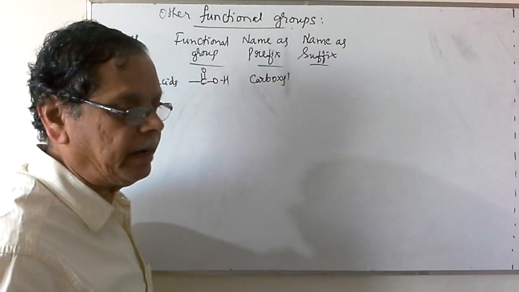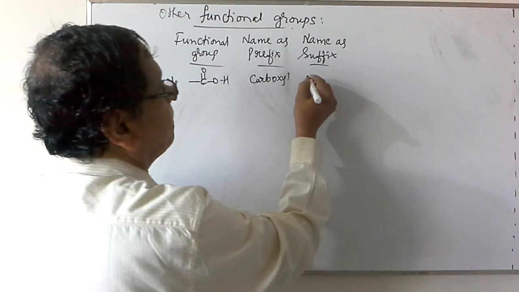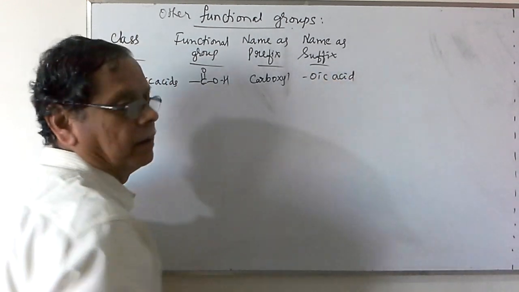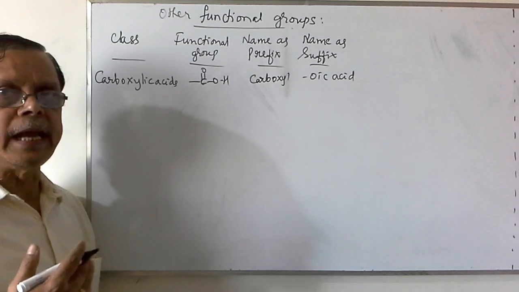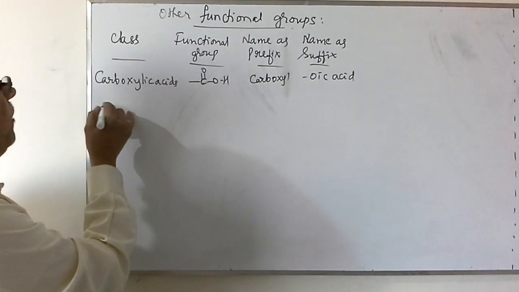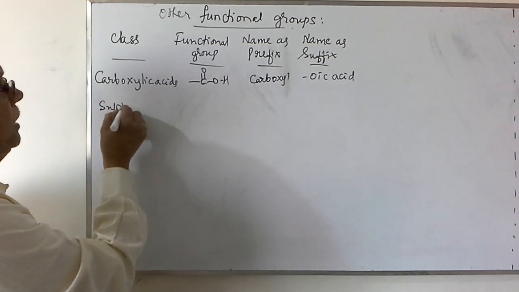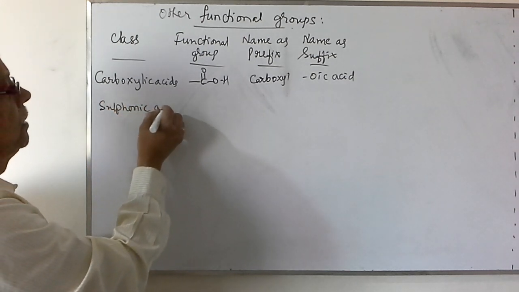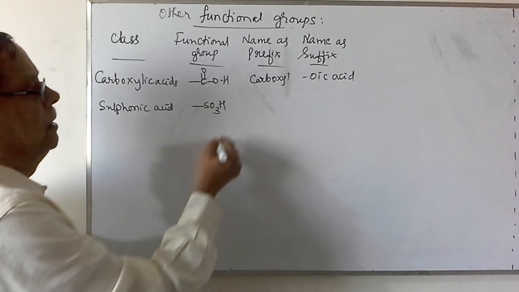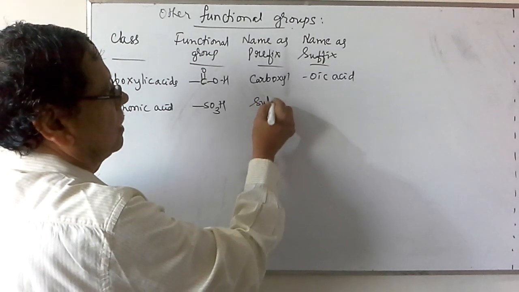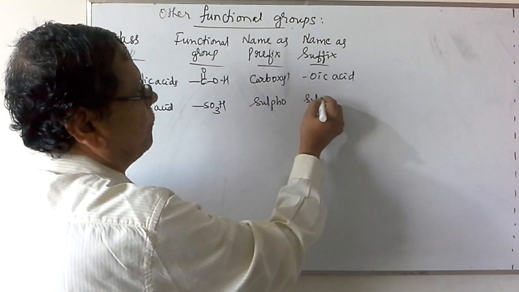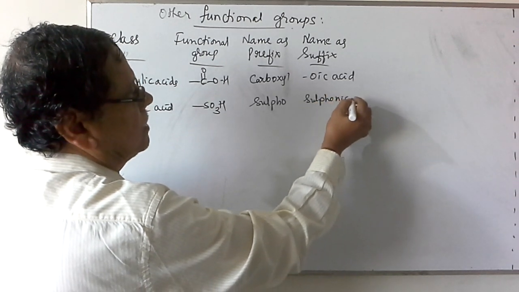Carboxyl, if it is to be named as the prefix, then it is named as oic acid as a suffix. In place of that alkane E, we have to use the suffix oic acid. Similarly, if it is sulfonic acid, the functional group is SO3H. This is named as sulfo as a prefix, and sulfonic acid as a suffix.